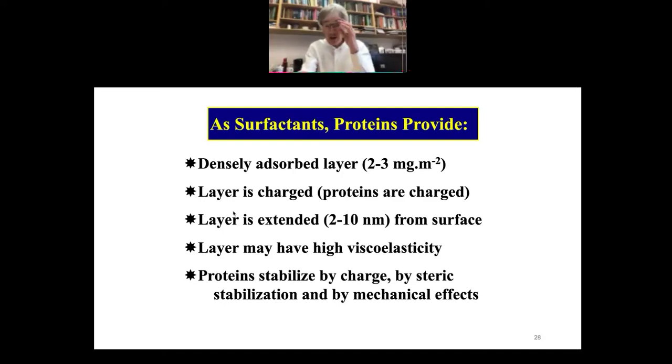You may have a high viscoelasticity. Once you get the squeezing of the protein onto the interface, then that provides quite a lot of stability through the viscoelastic property at the interface. So charge, steric, and mechanical effects. So great surfactants in terms of stability.